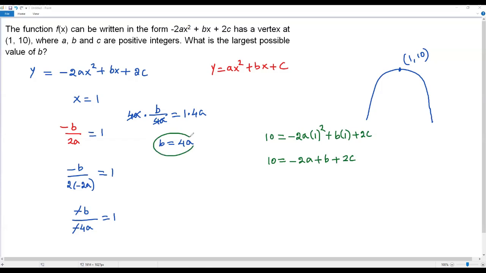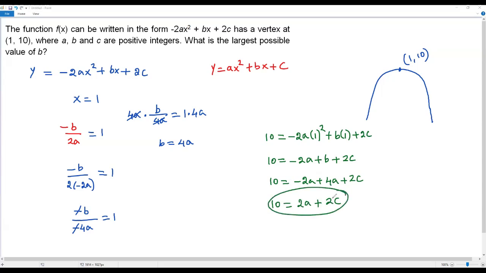Just now we got that b equals 4a, so we can plug in 4a for b. Then 10 equals negative 2a plus 4a plus 2c. Combining negative 2a and positive 4a, I get 2a plus 2c. The number 10 and the coefficients of a and c all have the greatest common divisor 2, so we can divide each term by 2 to make the numbers smaller. Dividing 10 by 2 gives 5, and the 2s cancel, so a plus c equals 5.